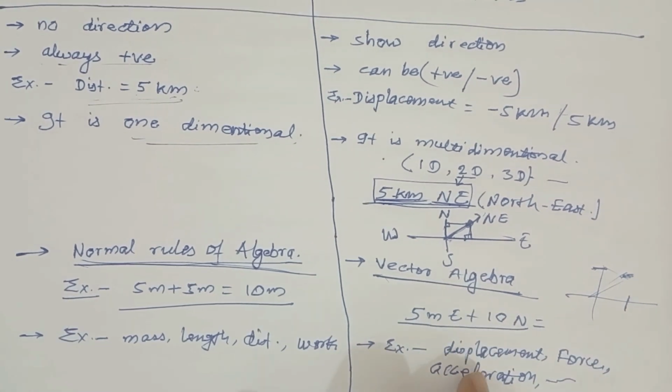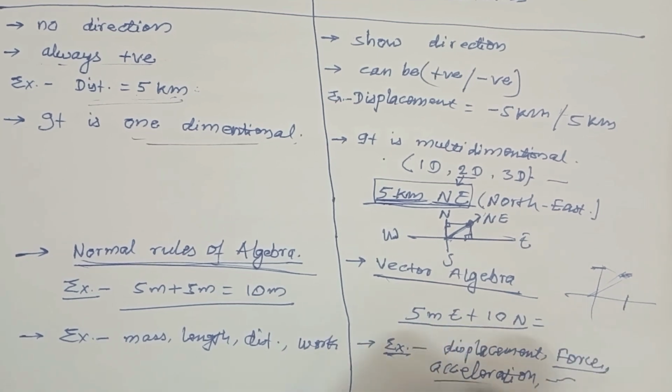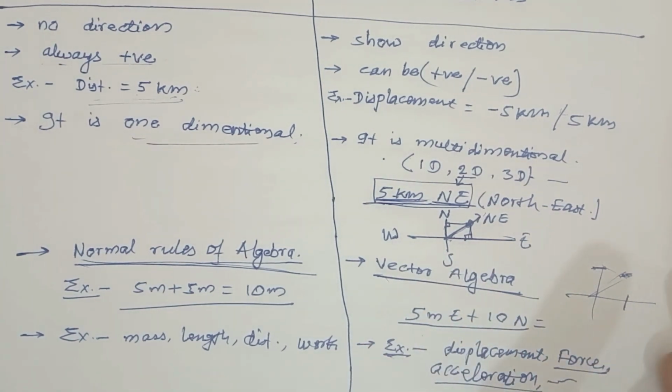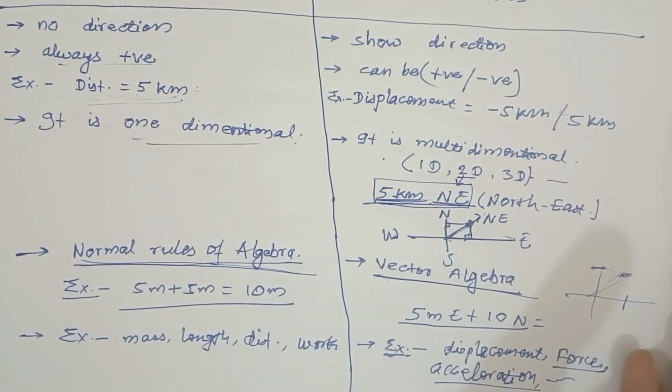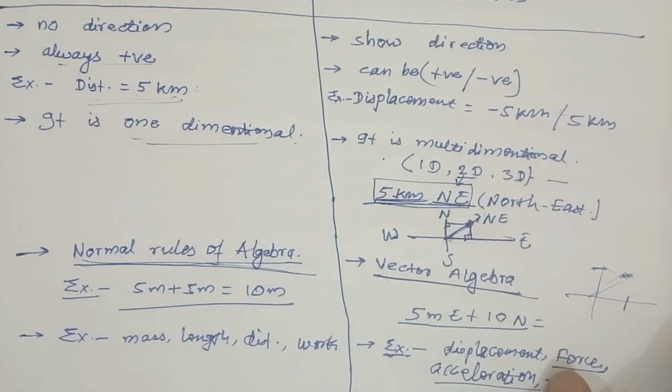What does it mean? In the examples we saw force and acceleration, so they will follow all the characteristics of vector quantities. Their algebra will be different, they can be multidimensional, and they can be positive or negative. All these things apply to them. Okay, thank you.